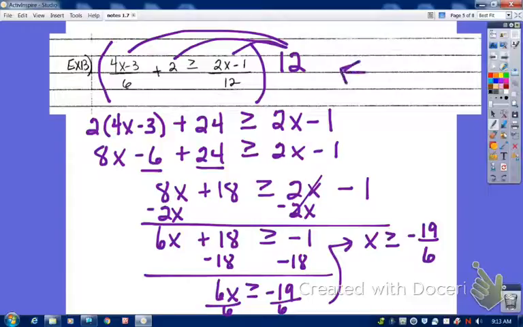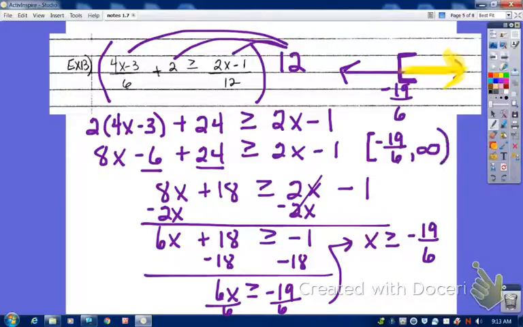I'll graph it up here. So we put negative 19 over 6. Our inequality says we're graphing all the numbers that are greater than or equal to negative 19 over 6. So I'll use a bracket that's facing to the right because of the equal sign. And it's facing to the right because I'm shading to the right. So you're going to shade all the numbers that are greater than or equal to negative 19 over 6. And then you will write interval notation for that, which will be bracket, negative 19 over 6, comma, infinity, parentheses.